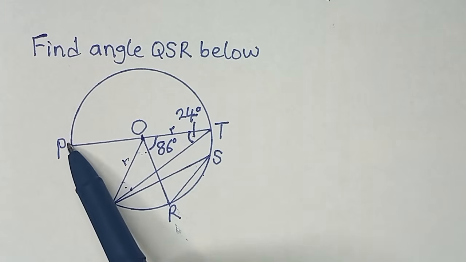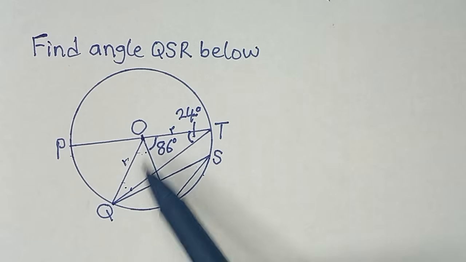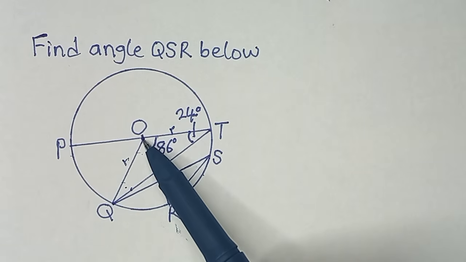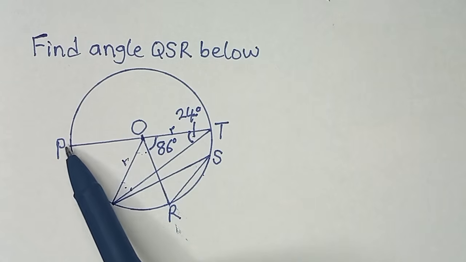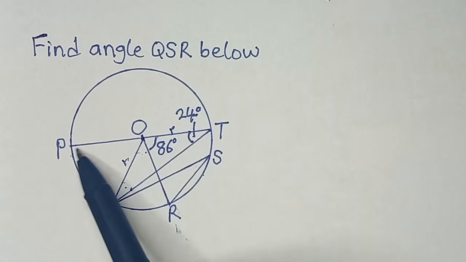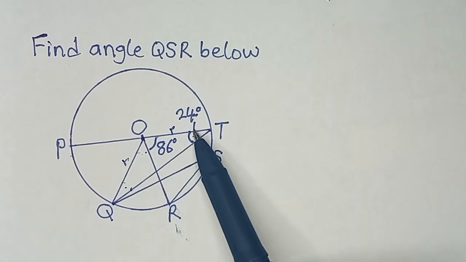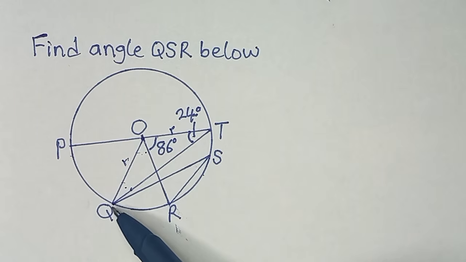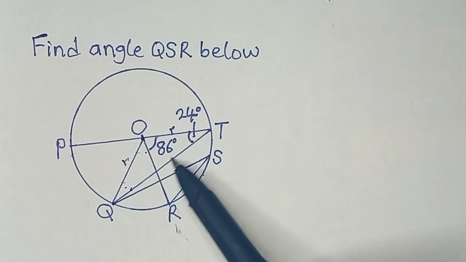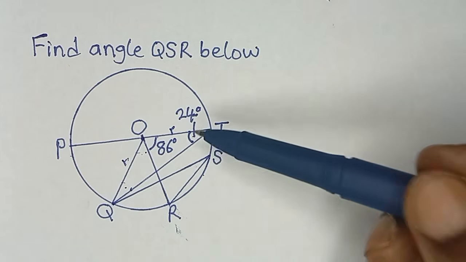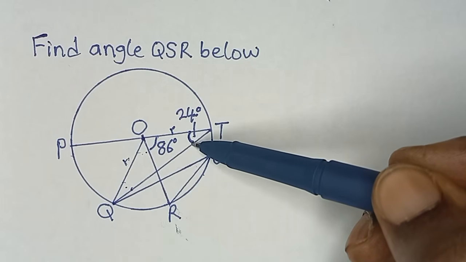If you look at this point P and Q, I have these two lines going to the center of the circle. From the same points P and Q, I have lines going to the circumference at T, and together they form this angle 24 degrees.